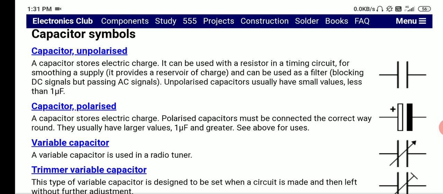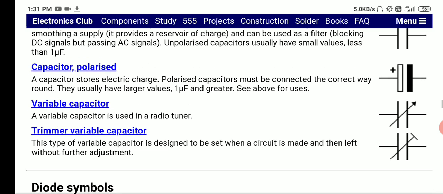Polarized capacitors must be connected the correct way round. Have you seen it? They should be connected the right way. They usually have larger values. इनकी ज़्यादा वैल्यू होती है. See above for users. Okay, बाद में पढ़ लेंगे.